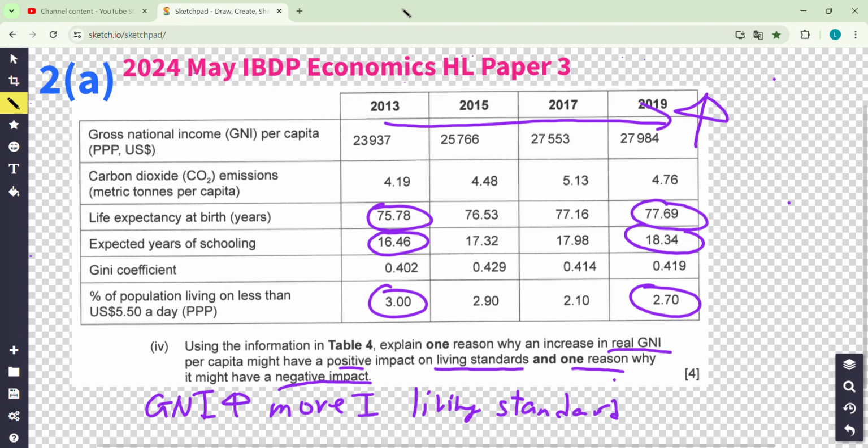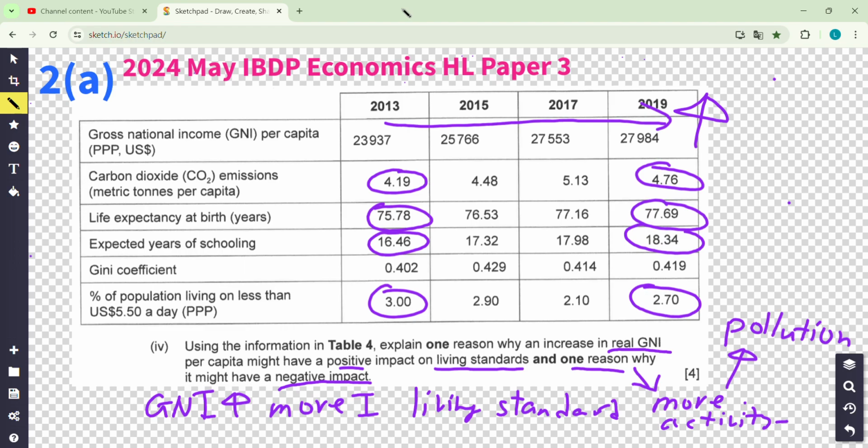And then, how about one reason why it might have a negative impact? For the negative impact, you can choose from the rest of the two things. You can talk about carbon dioxide emissions. Because of economic growth there is more economic activity, and of course they have to use more resources. They may burn more fossil fuels, so they may cause more pollution. It is shown clearly by the increase in carbon dioxide.